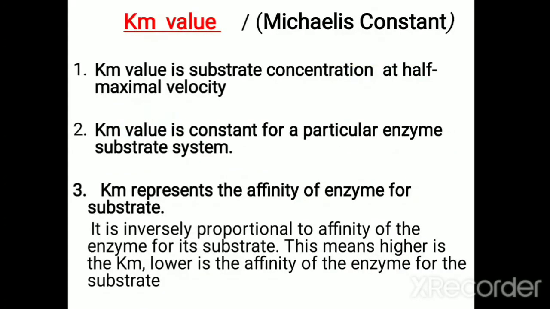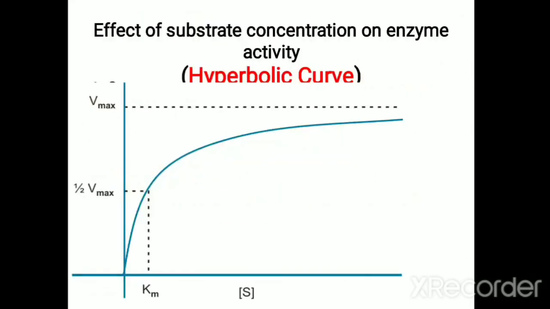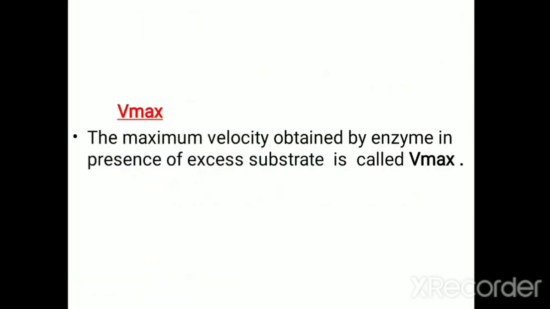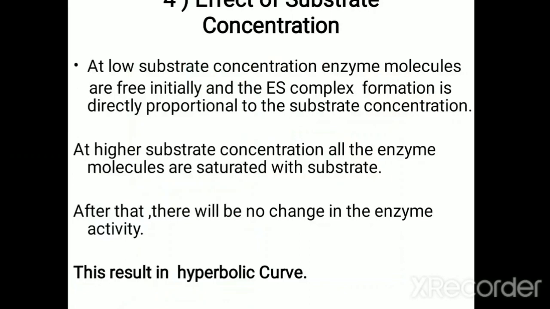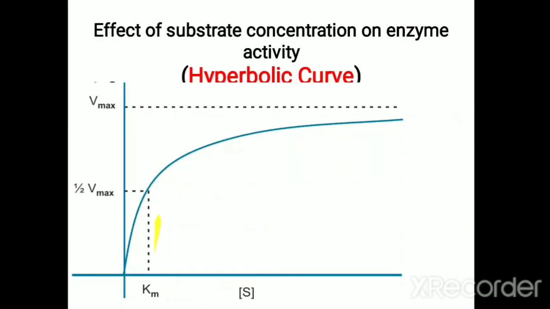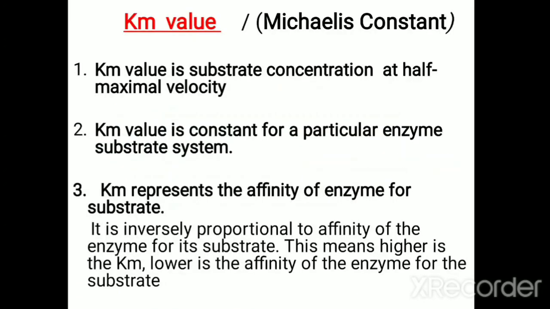Coming to the second term, that is the Km value or Michaelis constant. From this graph it is clear that the Km value is the substrate concentration. Here the x-axis represents substrate concentration. So the Km value is the substrate concentration at half the maximum velocity. So the Km value is the substrate concentration at half Vmax.